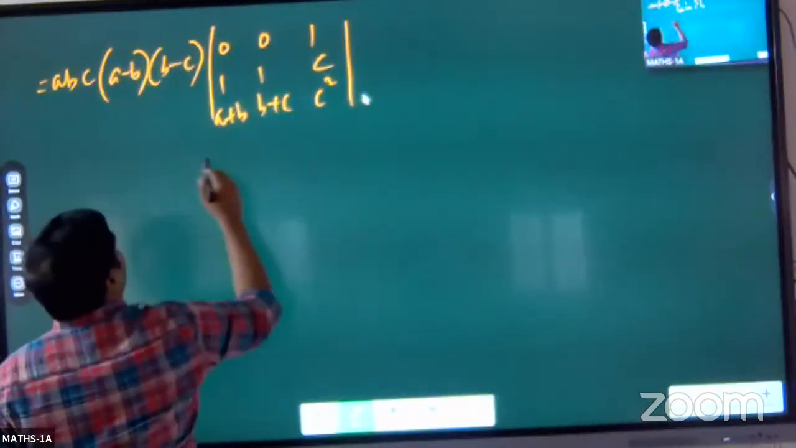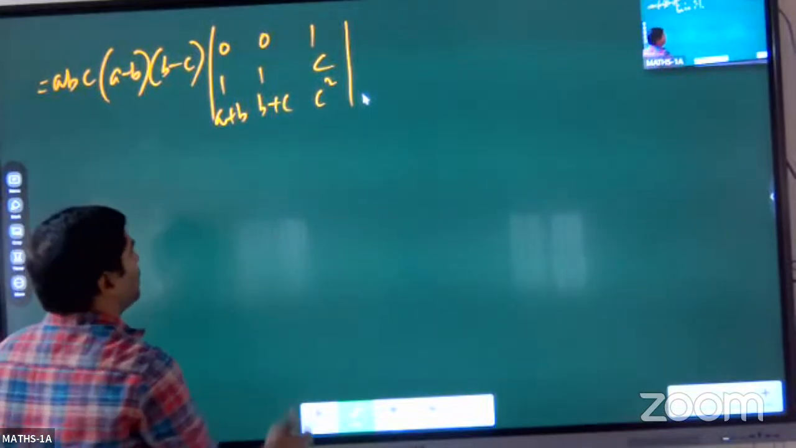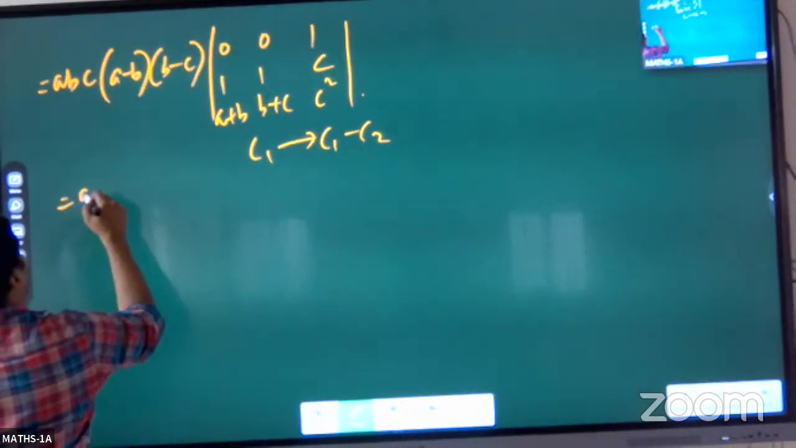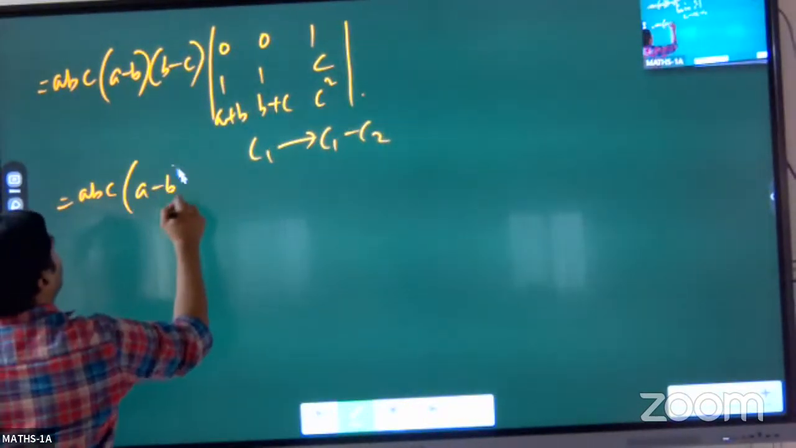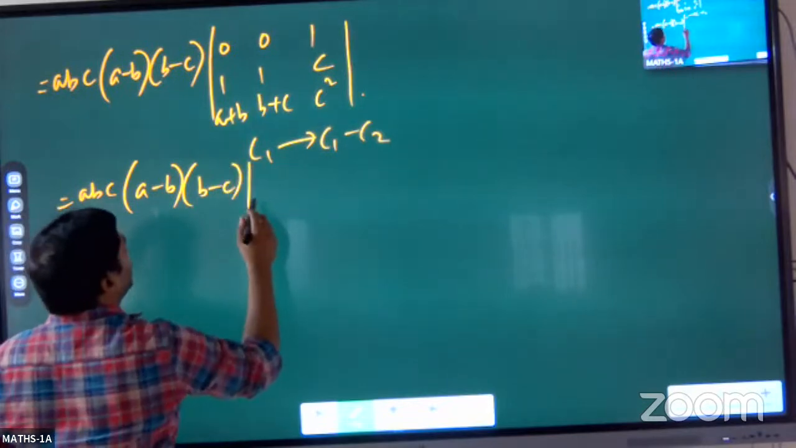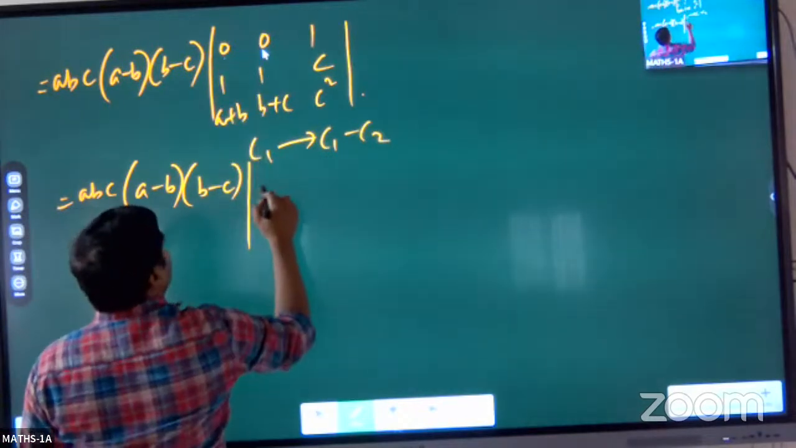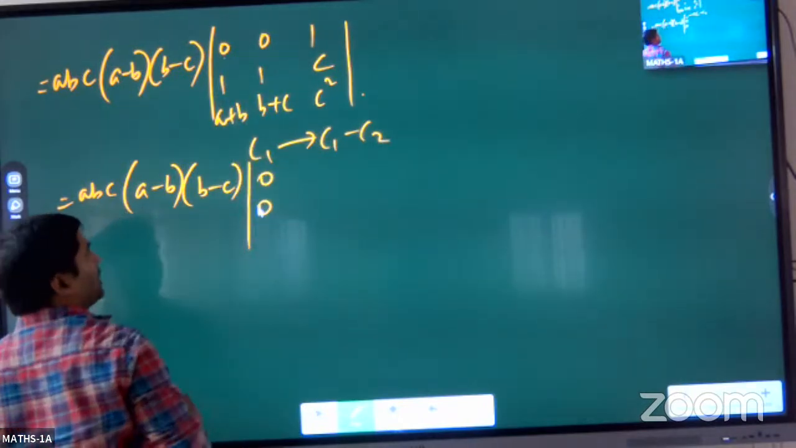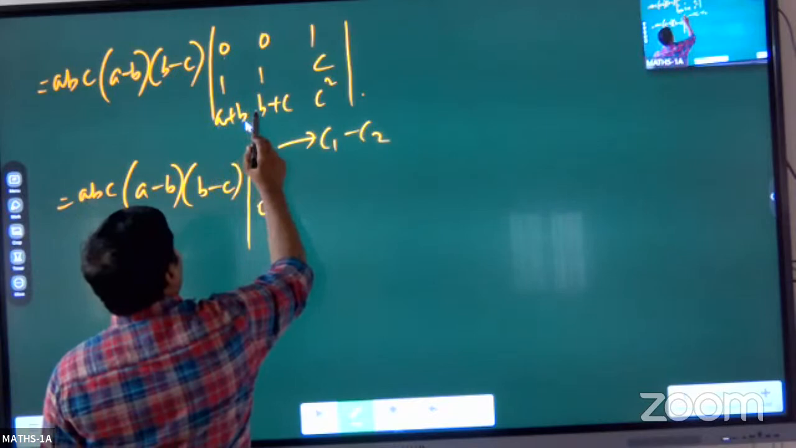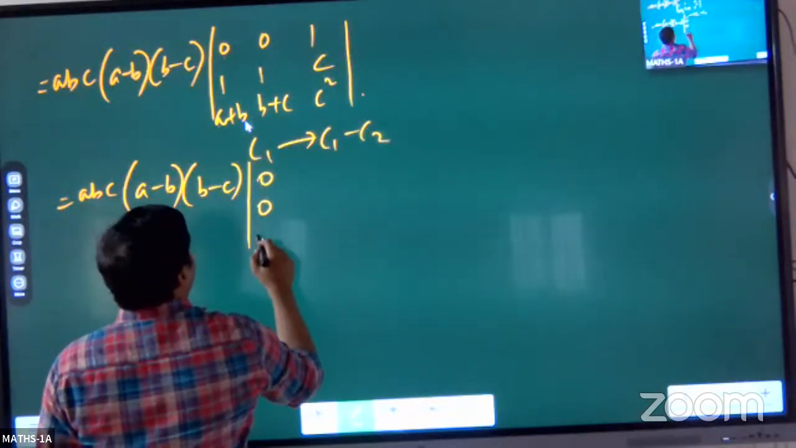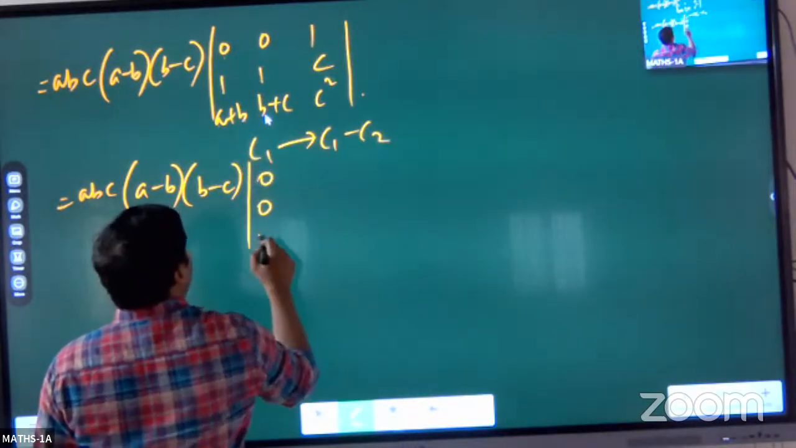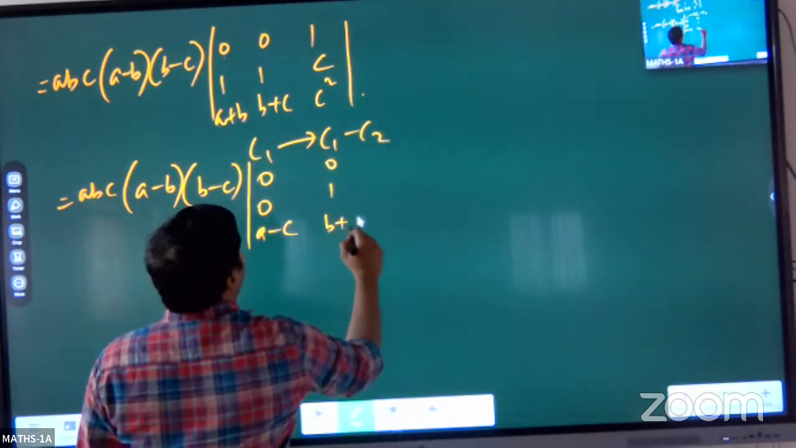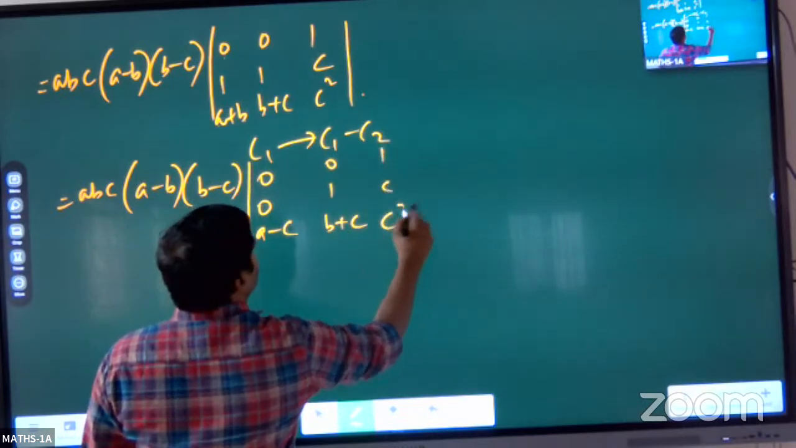Okay. Now, that operation what I did there, C1 tends to C1 minus C2. Please apply the operation: a minus b, b minus c into. Now, 0 minus 0 doesn't make any difference, 0. But here 1 minus 1, it makes the difference. 1 minus 1 is 0. Next, a plus b minus of b plus c, correct? So what I'm going to get, b gets cancelled, a minus c. Then 0, 1, b plus c, 1, c, c square.